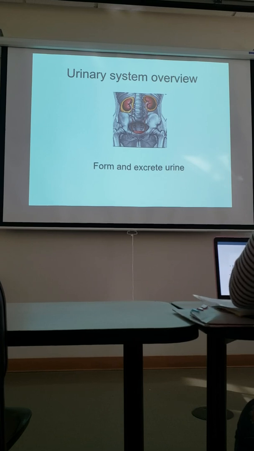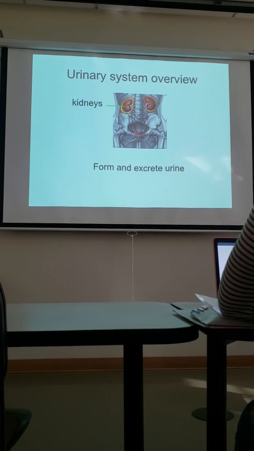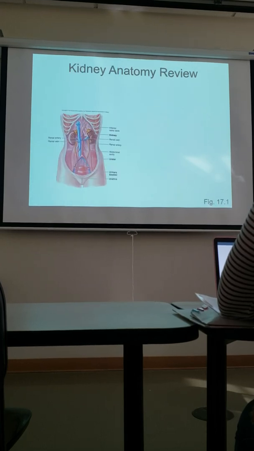All right, so our goal is we're going to basically filter through the blood and form and excrete our urine. To do that, we've got 2 kidneys. We've got 2 ureters coming out of the kidneys. We've got 1 urinary bladder, and then 1 urethra to exit the waste. So quick kidney anatomy review.